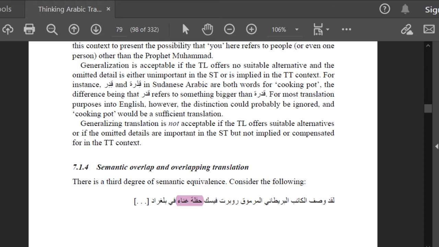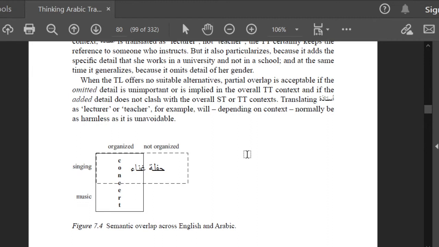Taking the example of English concert and Arabic hafla ghina, this kind of situation can be visualized as two partially overlapping rectangles, as shown here in figure 7.4. So the area where the rectangles overlap, the top left hand cell, this one, okay, represents the material the source text and the target text, ghina, have in common.